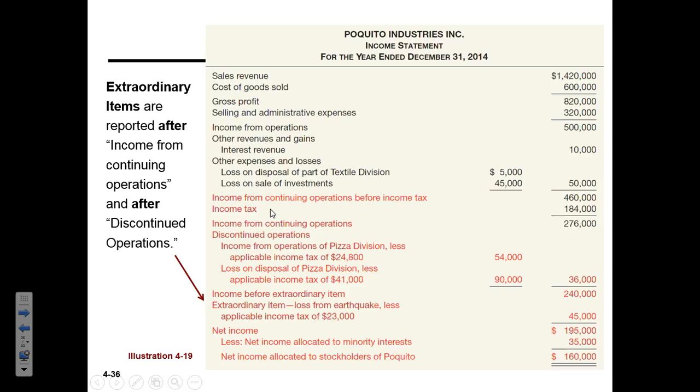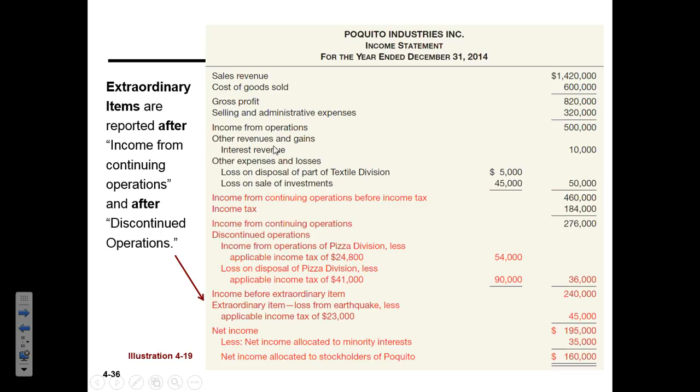So are there any questions on any of this stuff so far? Why is the loss on disposal of part of textile division up there in operating? Oh, that's a good one. Great question. Loss on disposal of part of textile division. Why is that up there?